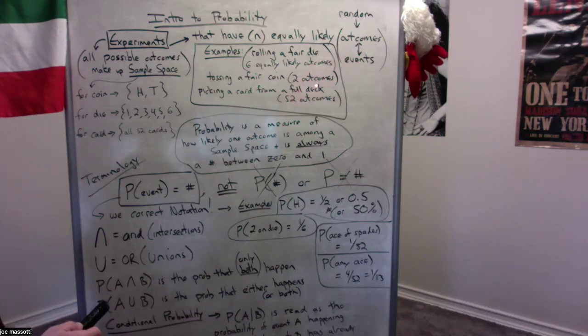and say that there's only 2 equally likely outcomes. Picking a card from a full deck, 52 outcomes. So this is an example. These are examples of events.